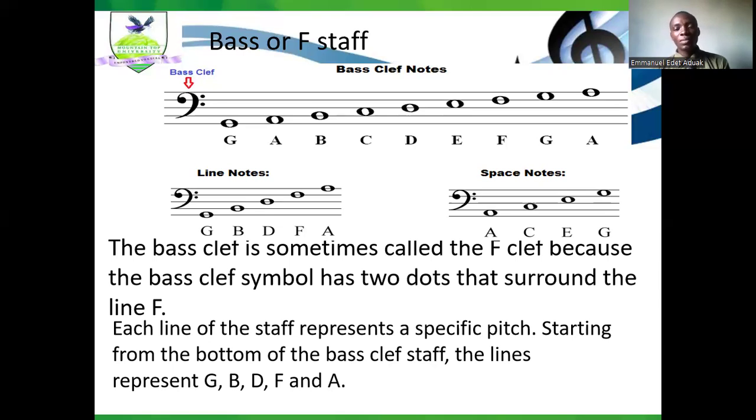So the bass clef is sometimes called the F clef because the bass clef symbol has two dots that surround the line F. When you look at the two dots in the clef symbol, you find out that it surrounds the line F, which is the fourth line. So each line of the staff represents a specific pitch starting from the bottom of the bass clef or staff. The lines represent G, B, D, F, and A.